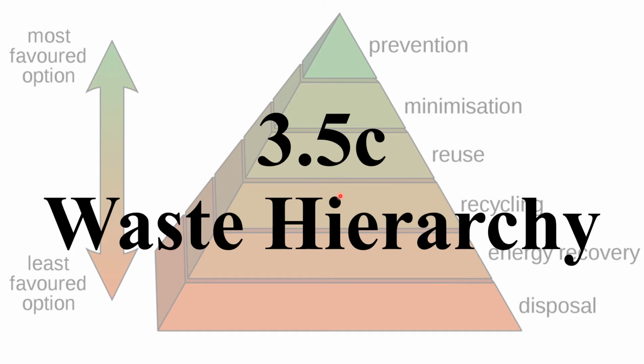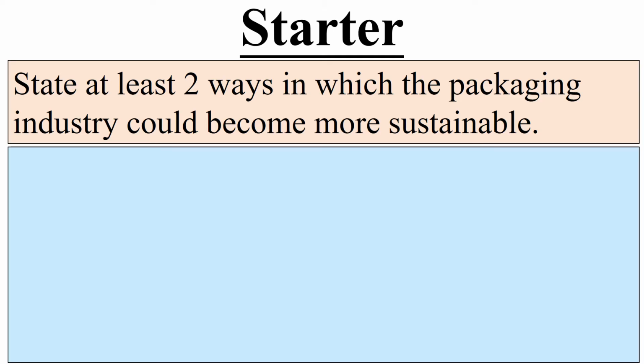So now we're going to have a look at what's called the waste hierarchy, which is this pyramid. And what you've got is the most favoured option at the top and the least favoured at the bottom. But before we get on to that, let's try this from last time. So state at least two ways in which the packaging industry could become more sustainable.